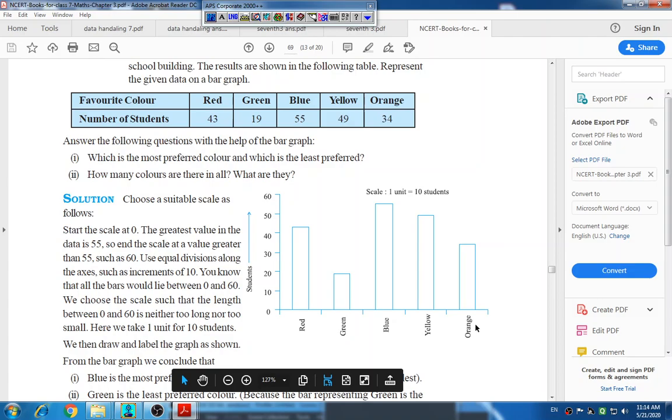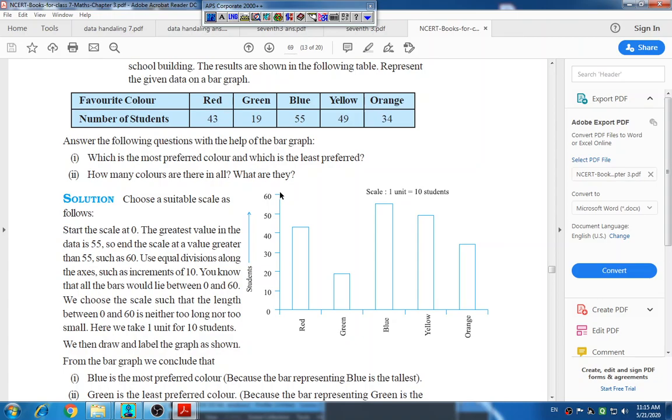Okay, now look at here, we have to start the scale from 0 where the x and y axis intersect. That point is 0. The greatest value in the data is 55. So end the scale at a value greater than 55, such as 60. Now we have to use equal divisions along the axis, such as increments of 10. Look at here, 0, 10, 20, 30, 40, 50, 60.